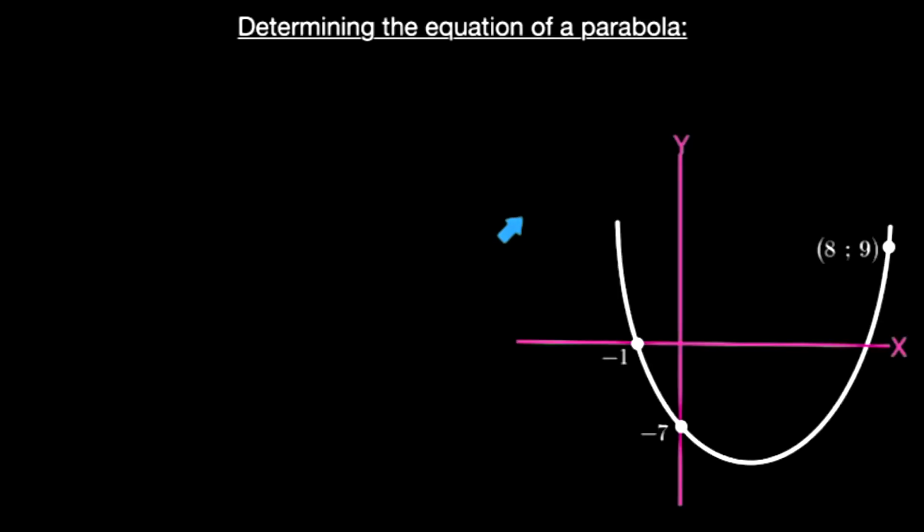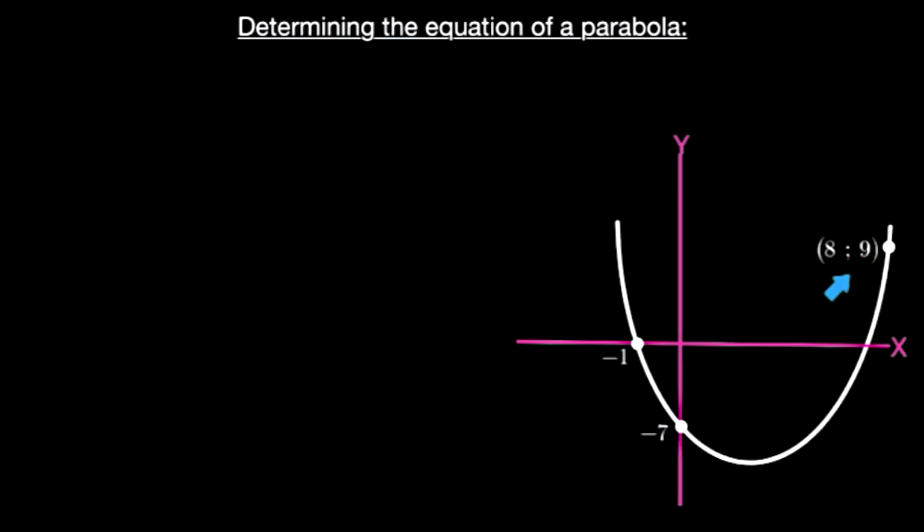Hi everyone and welcome back again. Today we are again going to look at how to determine the equation of a parabola if the following information is given to us. Here we are given the x-intercept, the y-intercept and one other point on the parabola.